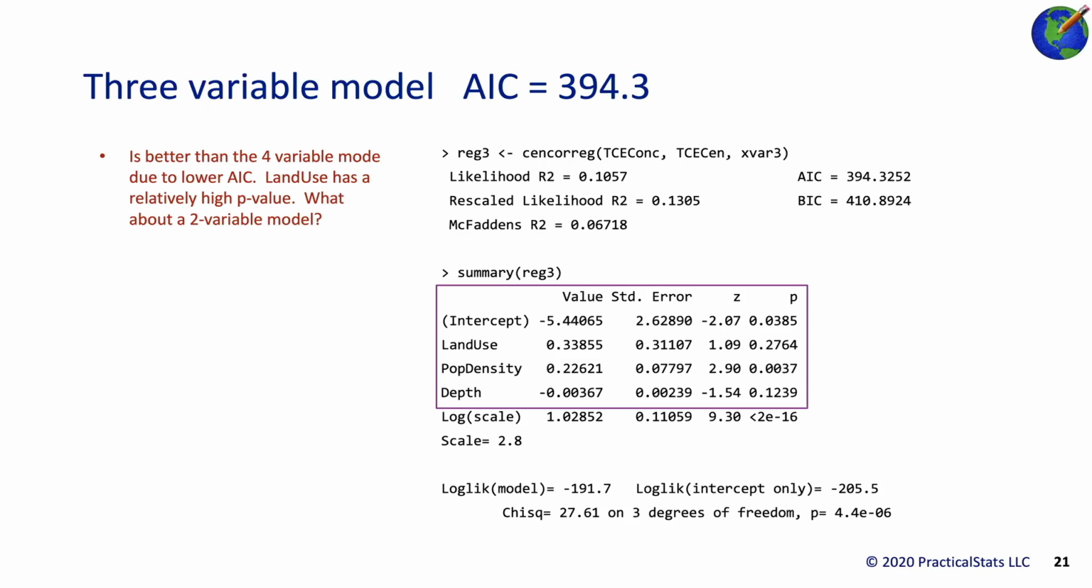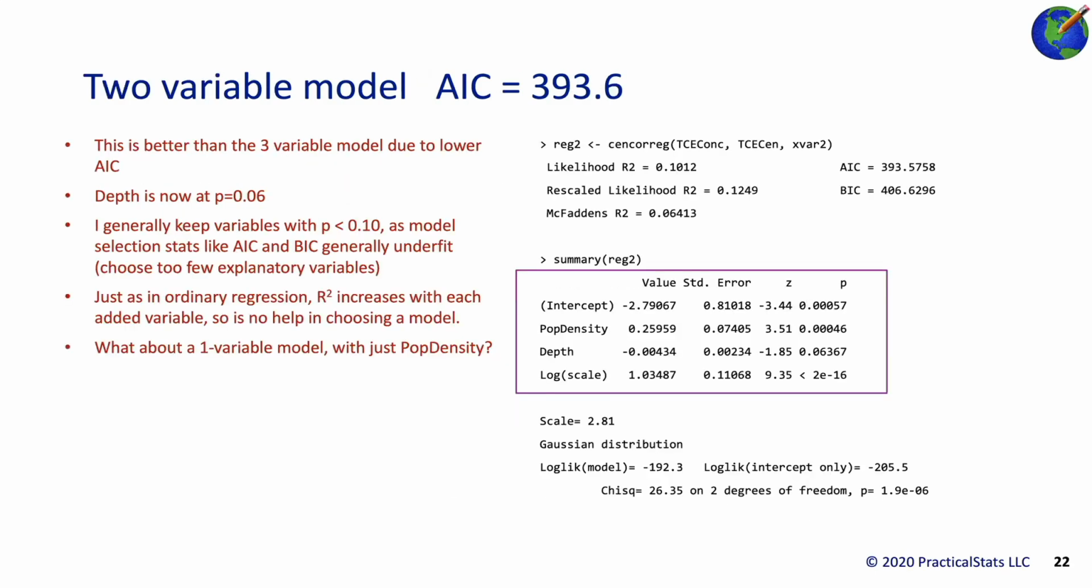How about a 2 variable model? We can drop one of these out. So I dropped the percent land use, I think, out. We've just got population density and depth, slopes for both of those, p-values for both of those. Notice now the p-value for depth is 0.06. That's down dangerously close to 0.05. So if you don't take 0.05 too literally, and you should not, I would say that's a variable that ought to be kept in the model.